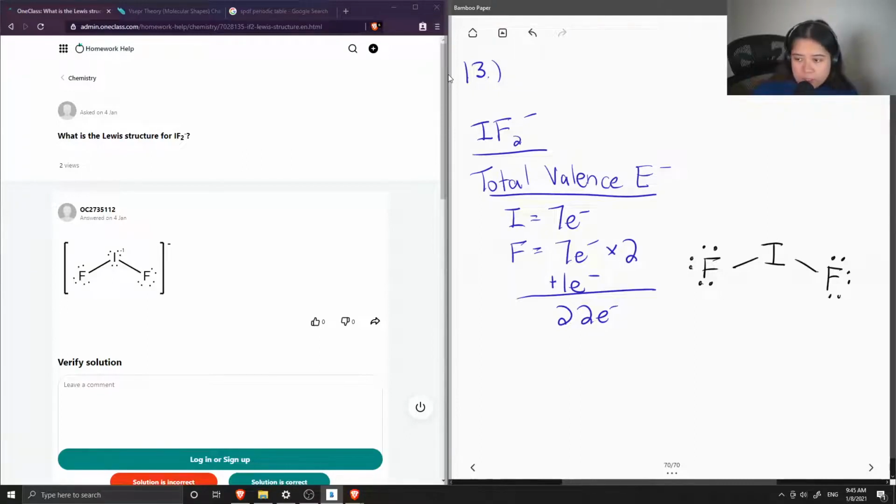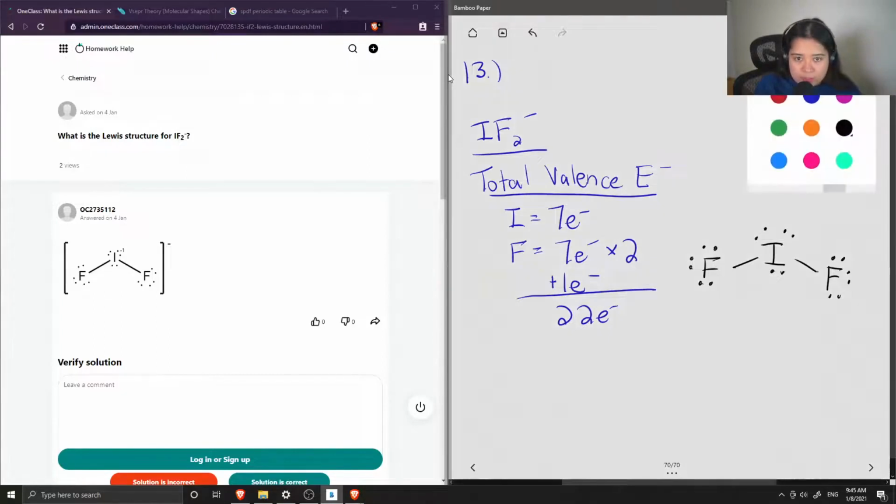Each bond contains 2 bonding electrons. So there are 2 bonds, so that's 4. And then each fluorine contains the 6 electrons in the lone pairs. So 12 plus 4, so there's only 16 that I've drawn. So I need to draw 6 more to get 22. For the remaining 6, I'll draw them on my iodine.